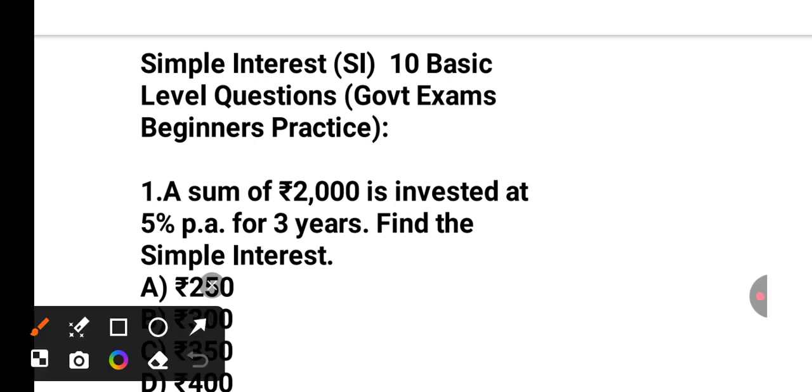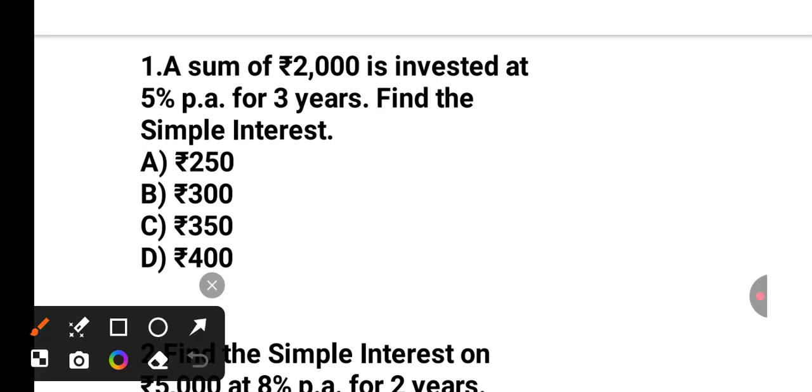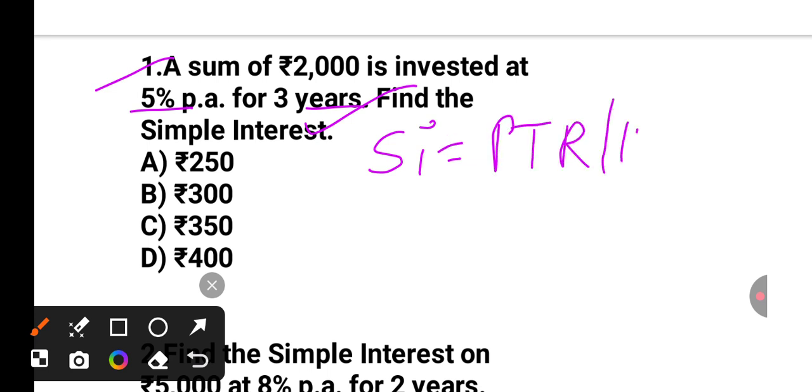Today we'll see simple interest basic level questions, especially for beginners. Question number 1. A sum of 2000 is invested at 5% for 3 years. Calculate simple interest. Simple interest equals PTR by 100.